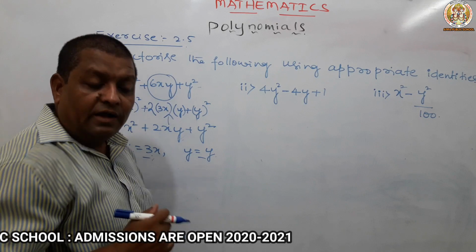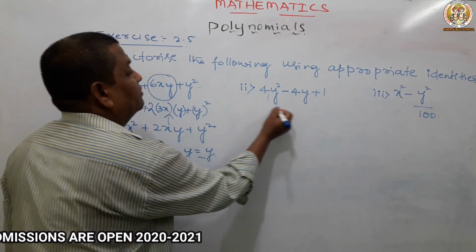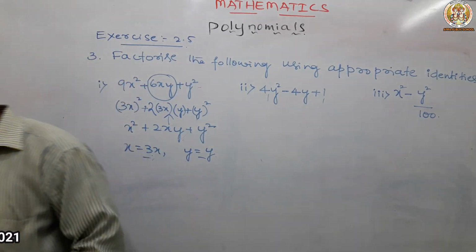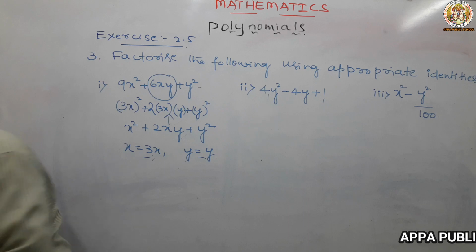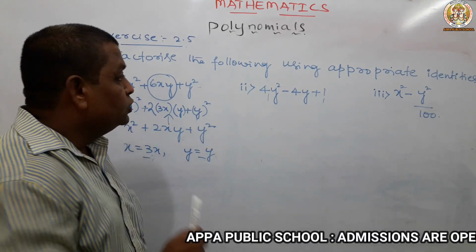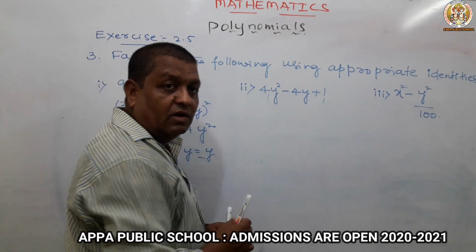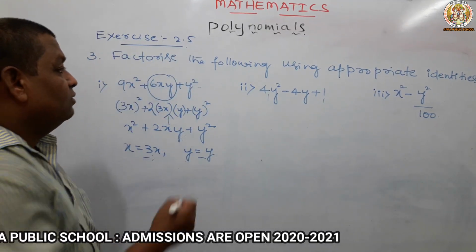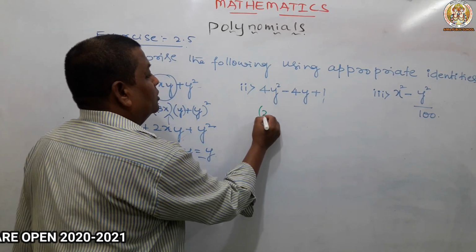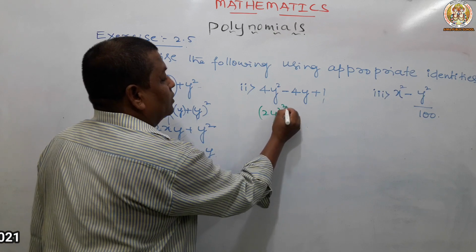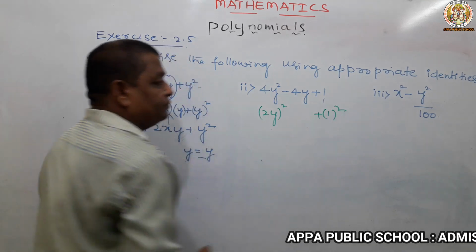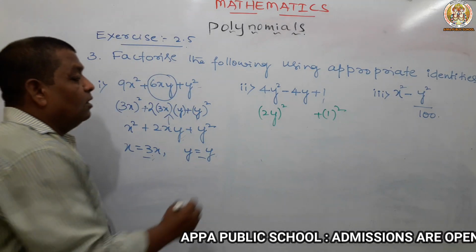Here also, what did I write first? Concentrate first and last. You judge yourself whether it is a perfect square or not. Yes, definitely they are perfect squares. See, 2 square is 4 and 1 square is 1. Definitely they are perfect squares. Now, split the perfect squares in the square form. 2y whole square, definitely it is 4y square. 1 square. We use the formula.